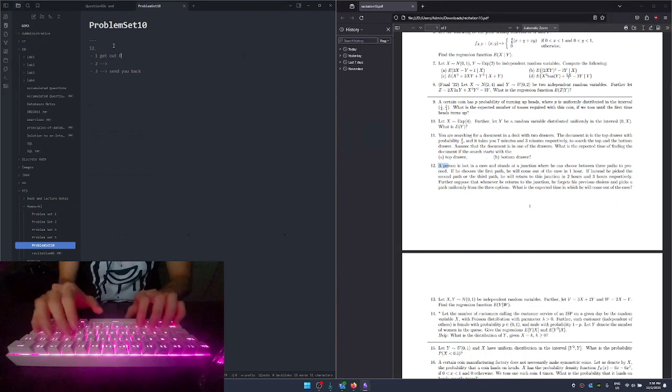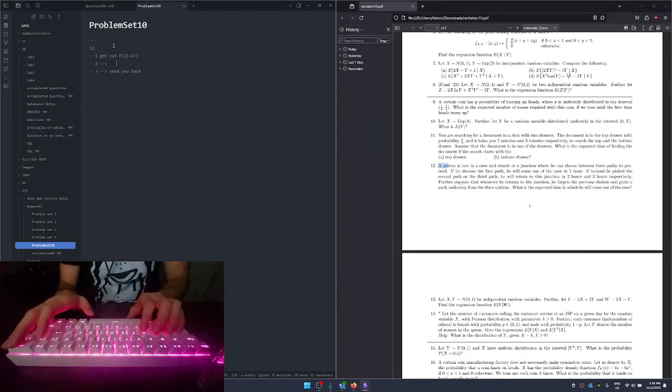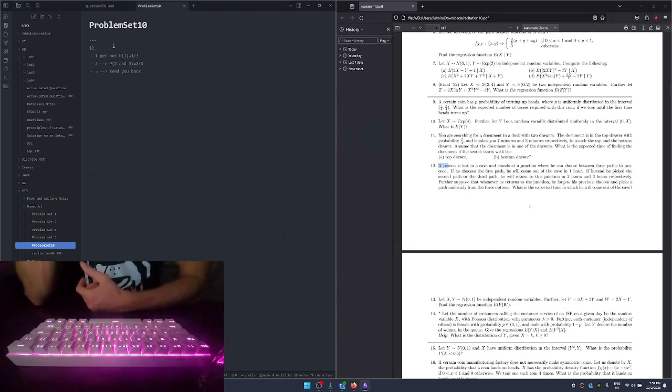So the probability of this, let's call it 1, is equal to 1 over 3, and the probability of 2 and 3 happening is equal to 2 over 3. And now the idea is that you have a geometric distribution. Now the idea is the waiting time. So what do we need to find?